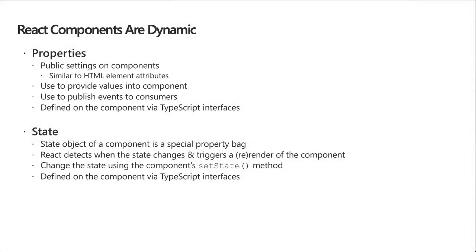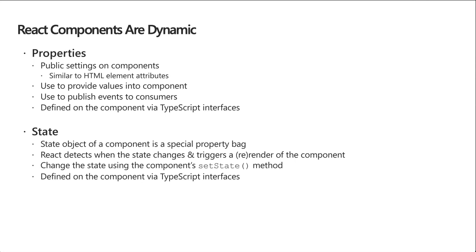React components are very dynamic. We've got two separate things. We talked about them in the first section, but let's go into a little more depth. Properties are public settings that we have on the components. These are similar to HTML element attributes. We're going to use these to provide values into the component as well as publish events to consumers of the component. And they're going to be defined on the component via TypeScript interfaces.